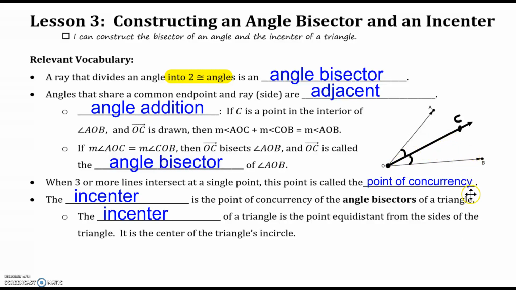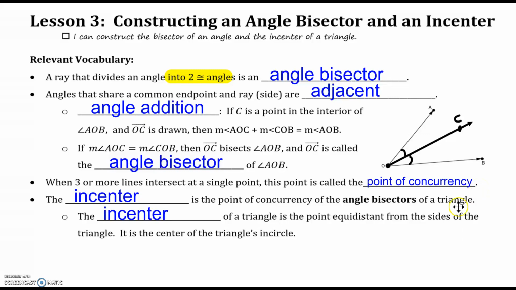Okay. Now, for the second half of this, we're going to be talking about something called the point of concurrency. So when we have two lines that intersect, that's a point of intersection. And when we have more than that, three or more, that's called a point of concurrency. They share a point of intersection with at least three lines.